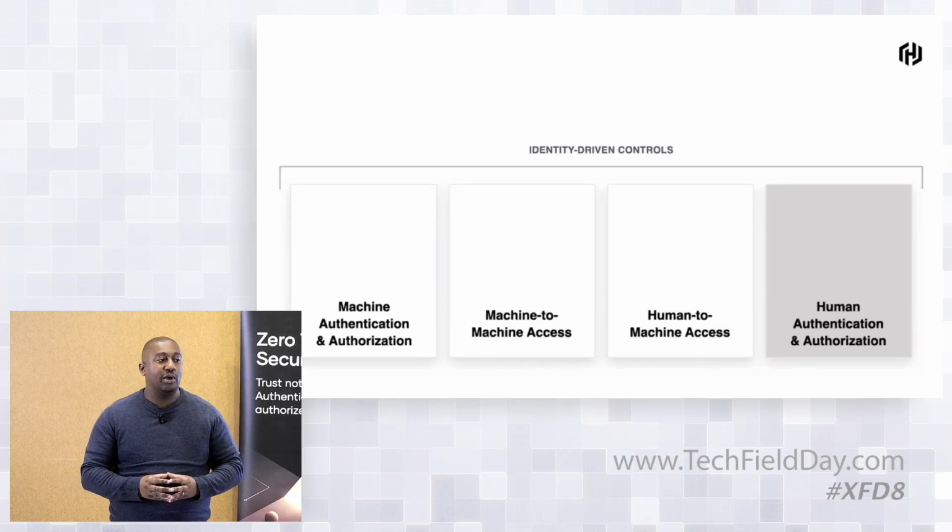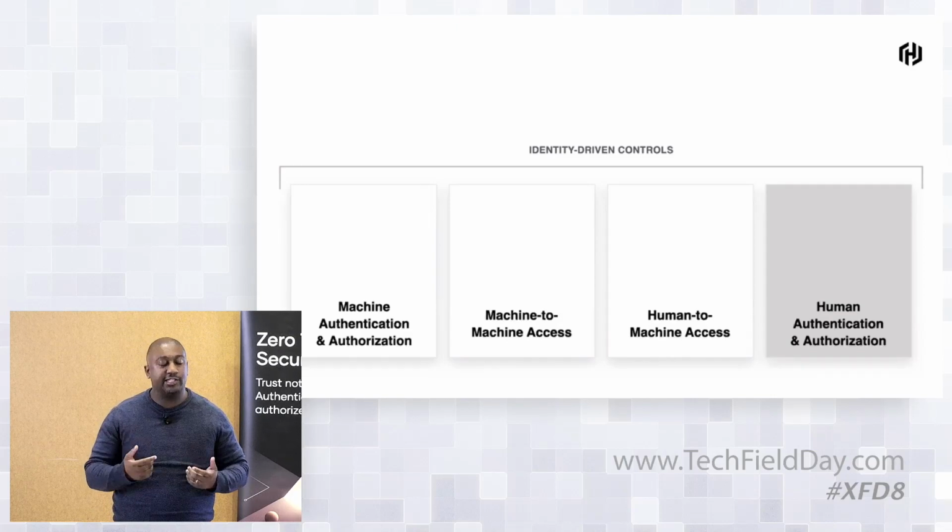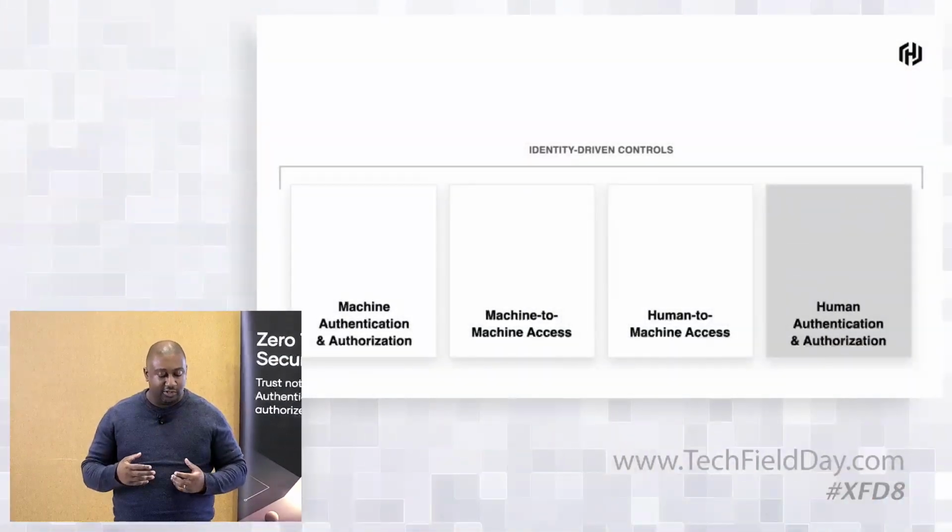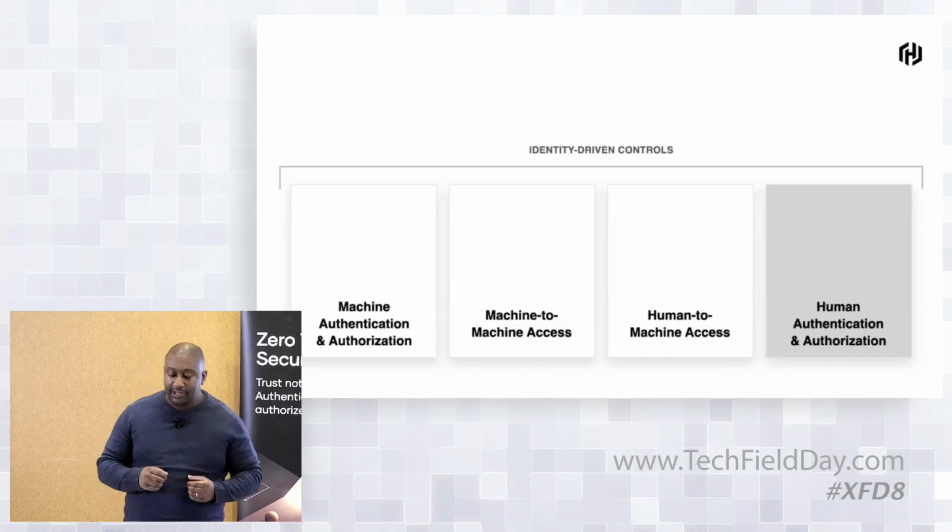So continuing on from where Megan left off, when we think about zero trust at HashiCorp, we think about identity-driven controls. And like Megan said, we break it down into 4 different subcomponents. We have machine authentication and authorization, machine-to-machine access, human-to-machine access, as well as human authentication and authorization. And in this part of the talk, I'm going to focus mainly on the machine authentication and authorization.